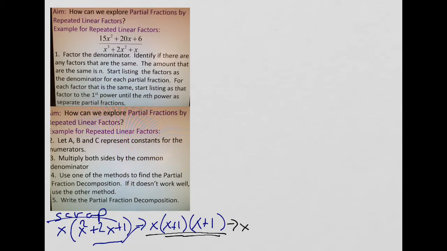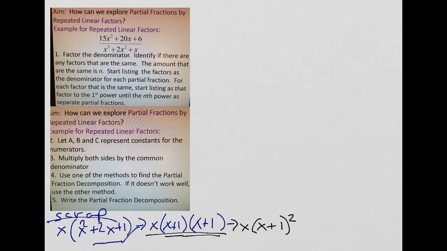So x is a distinct linear factor, but the quantity of x plus 1 can be squared to indicate we have a repeating linear factor. So what's being squared is linear. If you graph the line y equals x plus 1, that would come up as a line. So with that being said, that's what's going on with the rest of number 1. It's describing what we should do for our partial fraction decomposition, like how to set it up.